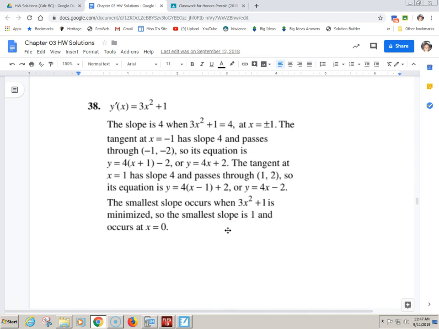The smallest slope is 1 and occurs at 0. Minimize. That sounds like optimization, but I don't think it was that hard, because this is in the chapter where you're barely learning the basics. It was just a quadratic, wasn't it? Wasn't it an upward facing quadratic that's been shifted up one? It didn't get shifted right or left, so the min is just going to be at (0, 1).